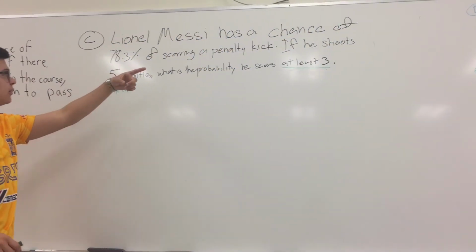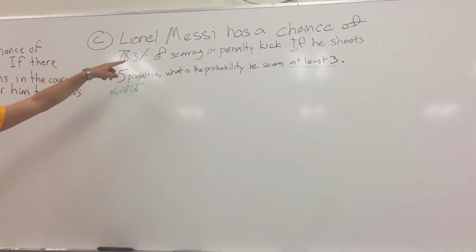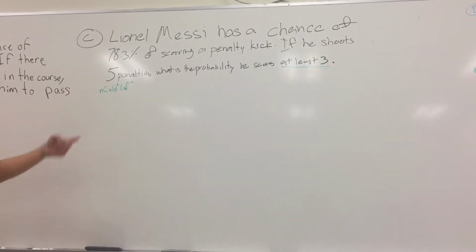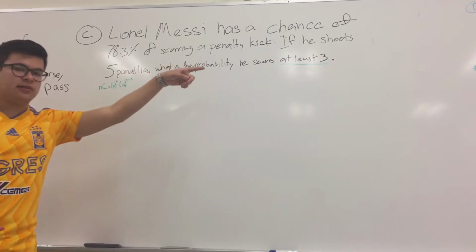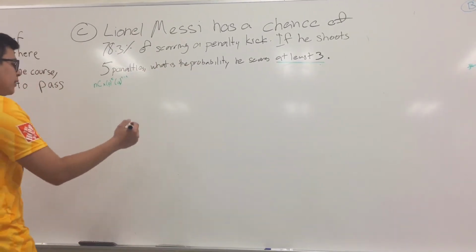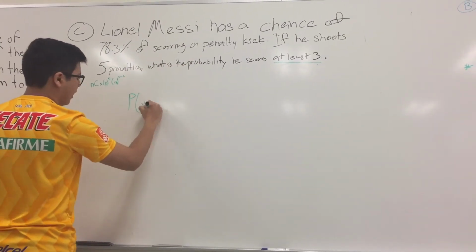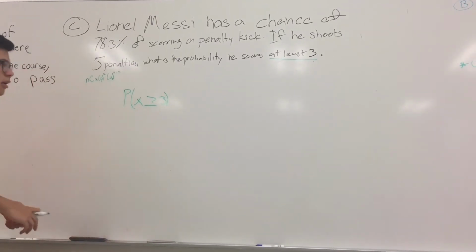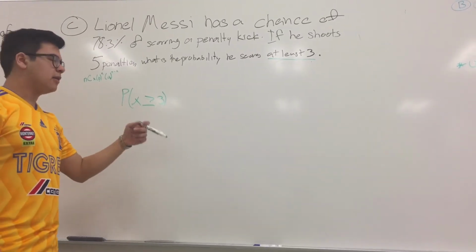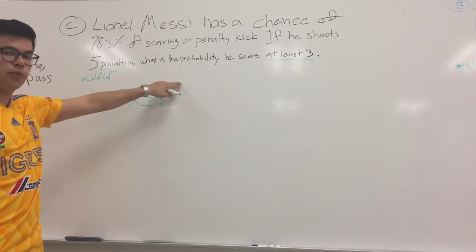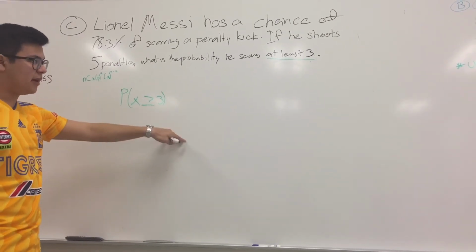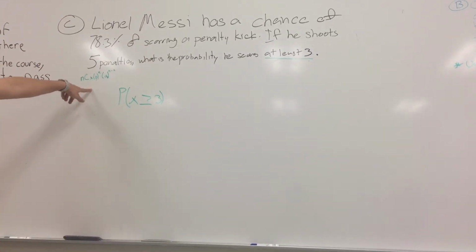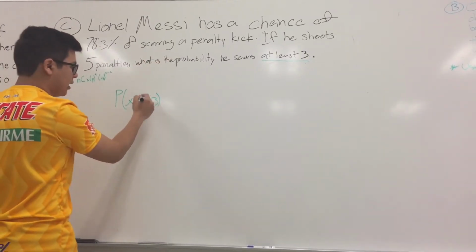Lionel Messi has a chance of 78.3% of scoring a penalty kick. If he shoots 5 penalties, what is the probability he scores at least 3? This problem is asking us for the probability of x being greater than or equal to 3, which means that we will need to find the probability of him scoring 3 penalties, 4 penalties, 5 penalties, and then add up all the results.